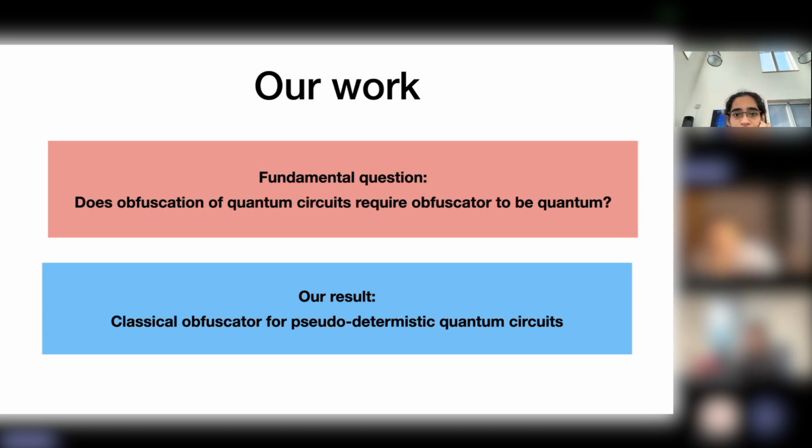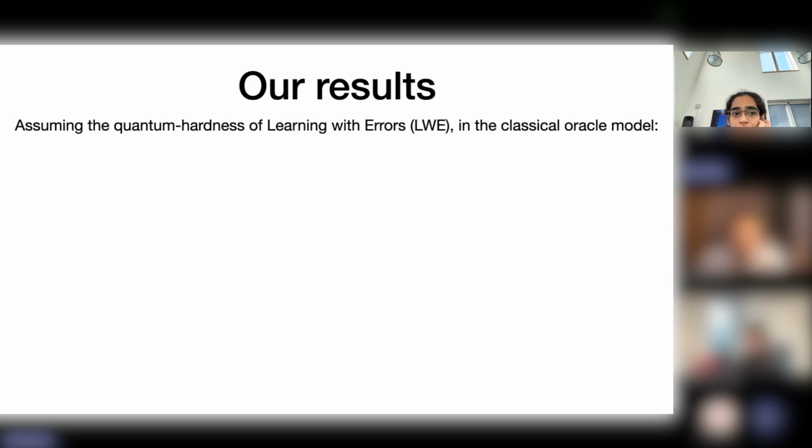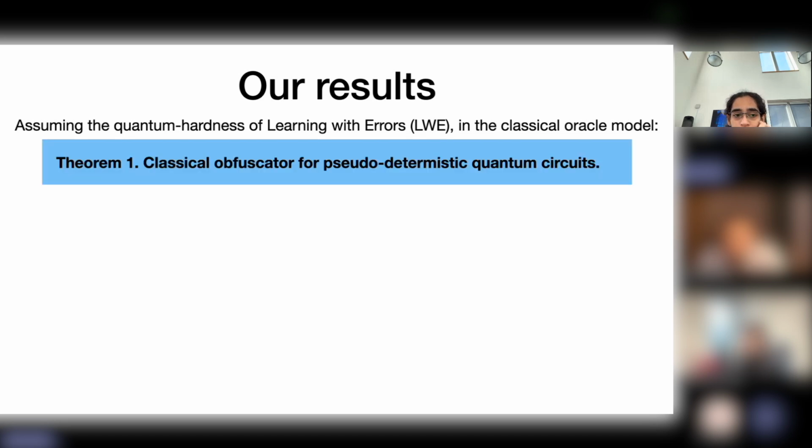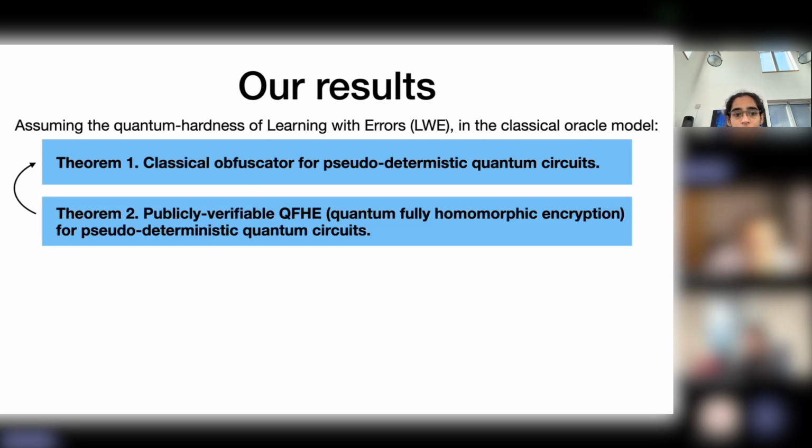Okay, so in more detail, we show that assuming the quantum hardness of learning with errors, and in the classical oracle model, there is a classical obfuscator for pseudo-deterministic circuits. And the main workhorse we use to get this result is something called publicly verifiable quantum fully homomorphic encryption for the same class of circuits. I'll define what that is later.